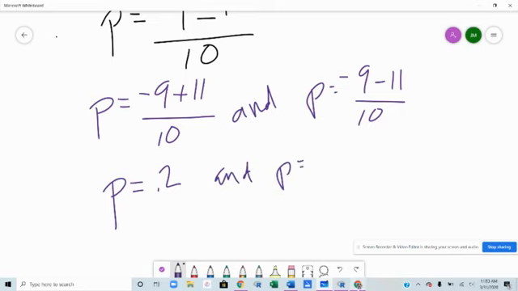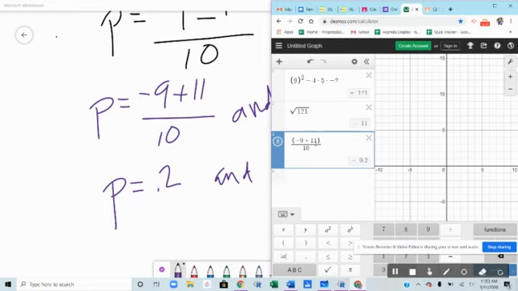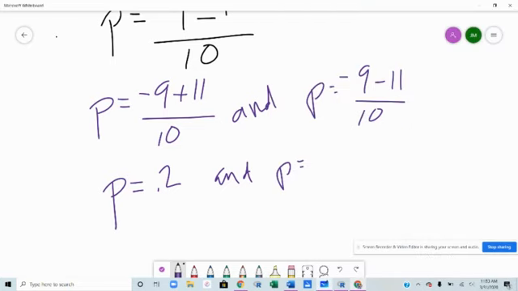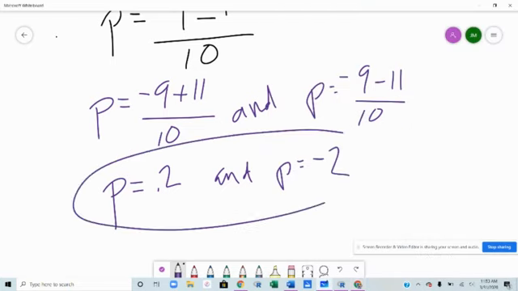And then just go back to Desmos and change that plus sign into a minus sign. -9 minus 11 in parentheses divided by 10 gives you -2. Once again, no rounding. There are our 2 answers, positive 0.2 and -2.